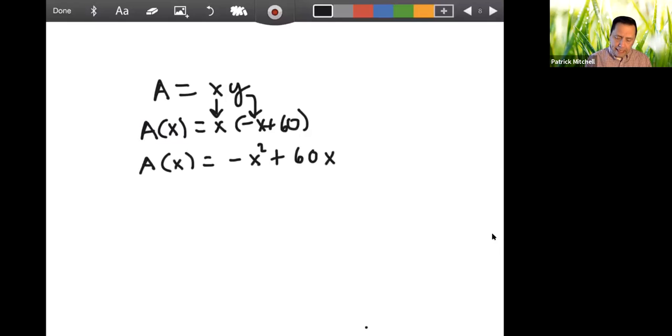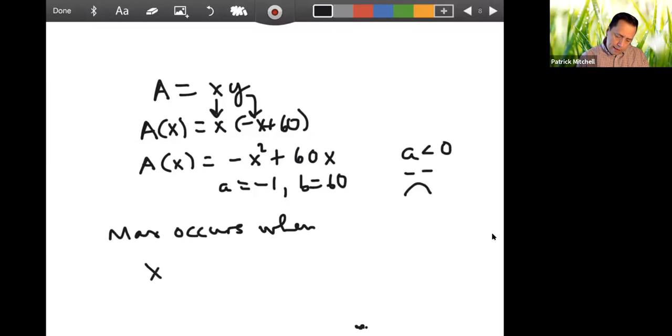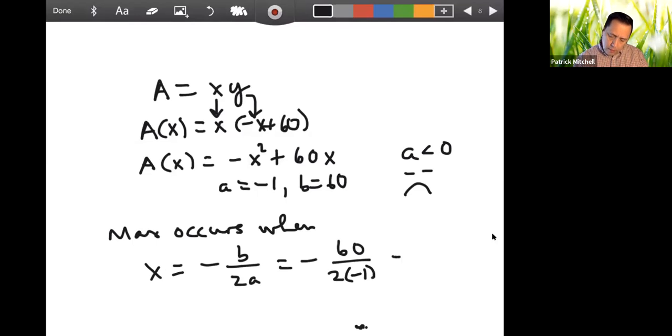So now I see an a and a b. A is negative 1. B is 60. Since a is less than 0, the parabola opens down, which means we have a maximum value. That's a good thing because they told us there was going to be a maximum value. All right, so the maximum is going to occur when x is negative b over 2a, which is negative 60 over 2 times negative 1, which is 30.